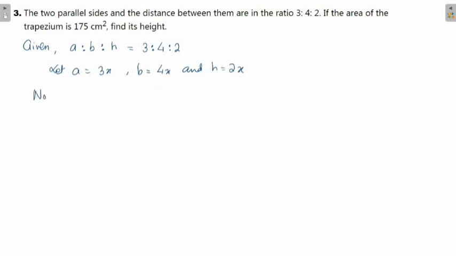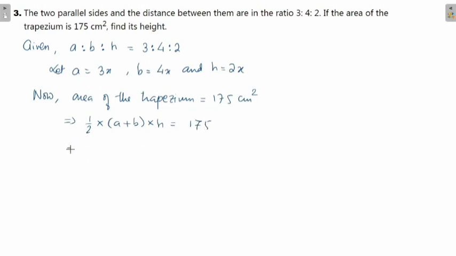So we have A, B and h with us. Now what is given to us? The area of the trapezium is given, right? So the area of the trapezium is equal to 175 centimeter square. The formula is half into A plus B into h, which turns out to be 175. Now let's put the values. We have half into A plus B, where A is 3x, B is 4x, and height is 2x. So this is 175. Let's quickly simplify this. One half, 3x plus 4x is 7x, into 2x is 175.